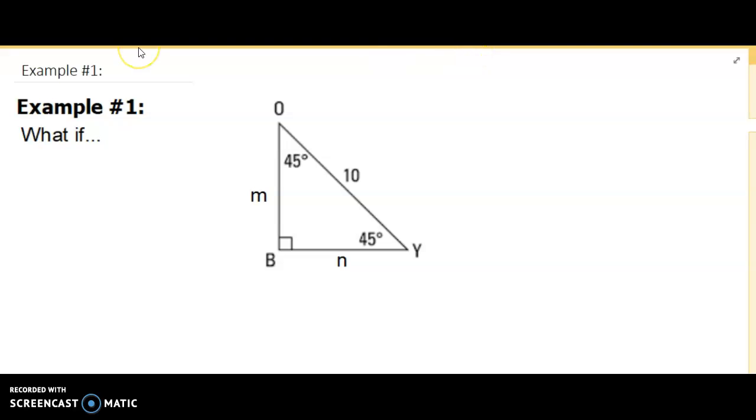Okay, so the ones we just did were nice and easy, but not all of them are that easy. Okay, so here we have a 45, 45, 90 triangle, and the hypotenuse is just 10. This would be easy if it was 10 square root of 2, but it's just 10. Okay, so what I'm going to do is totally ignore these other variables.